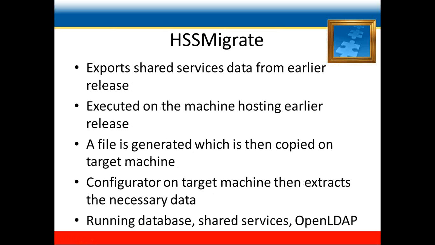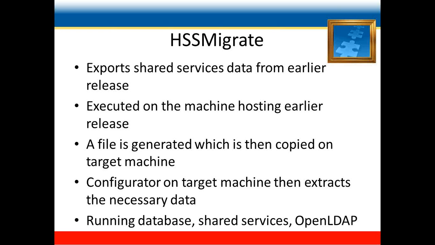Then there is another migration tool that Oracle Hyperion provides us, which is the HSS Migrate utility. This exports shared services data from the earlier release from which you want to upgrade. So you will have to run this utility on the machine which hosts the earlier release. Then a file, a directory, will be generated, which you will have to copy to the target machine.